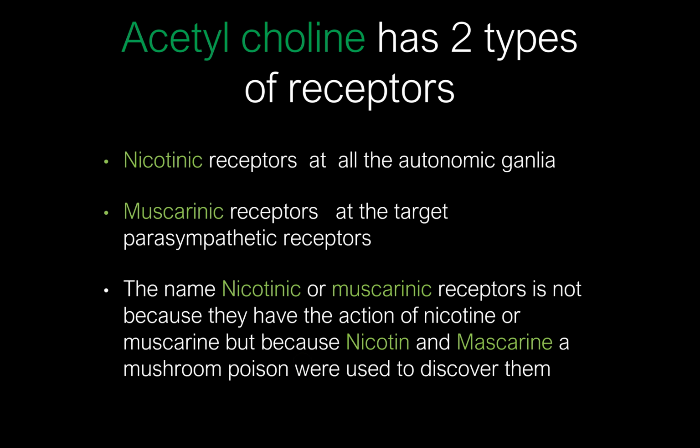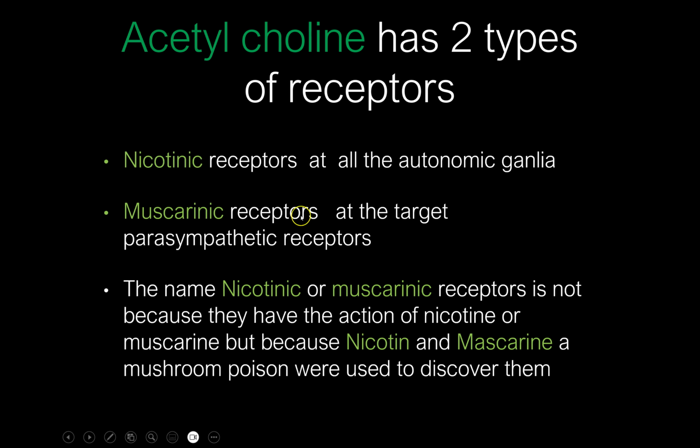The acetylcholine has two further types of receptors. It has the nicotinic receptors, which are present on all autonomic ganglia, and muscarinic receptors at the target parasympathetic organs. So we have centrally acting acetylcholine at the ganglia and peripheral at the parasympathetic.